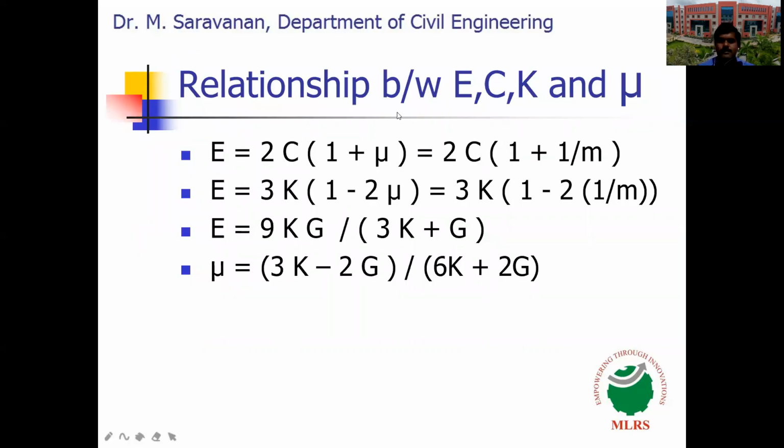These are the relationships between Young's modulus, rigidity modulus, bulk modulus, and Poisson ratio. The relation between Young's modulus and modulus of rigidity, C or G or N, is E equal to 2C into 1 plus mu, where mu is 1 by m. And E equal to 3K into 1 minus 2 mu, that is 3K into 1 minus 2 into 1 by m. And E equal to 9KG divided by 3K plus G. And mu equal to 3K minus 2G divided by 6K plus 2G. The derivation of these relations we can discuss in another lecture.